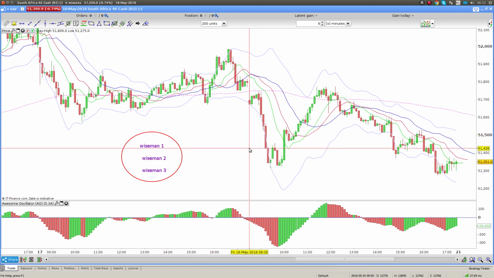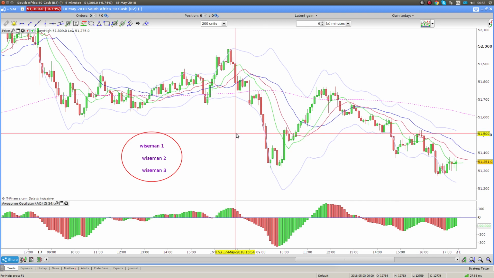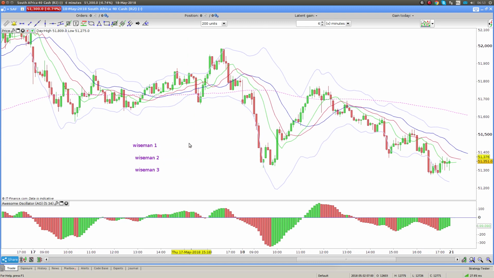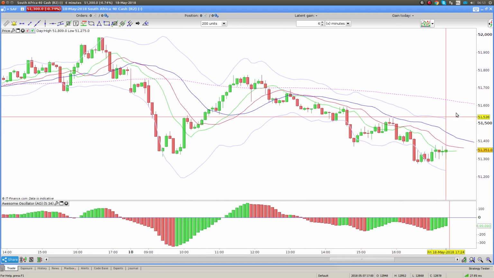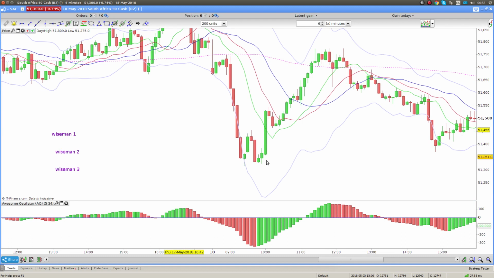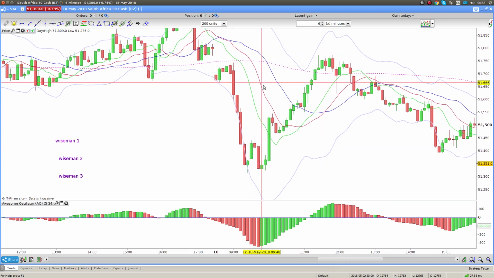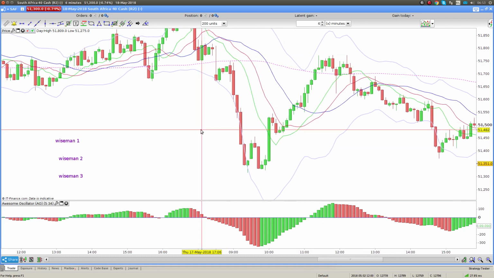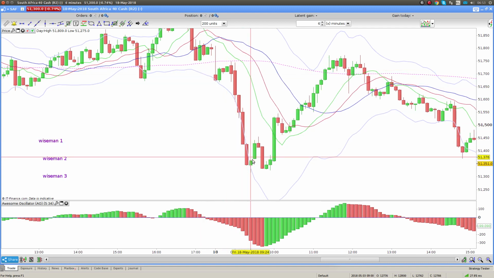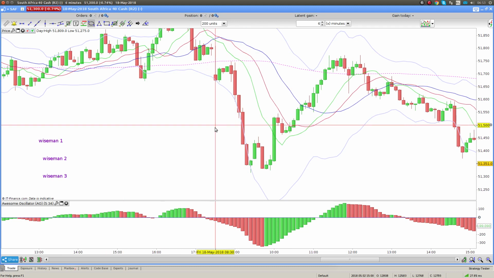Trust me on that. Okay, so wise man number one. Let's just get rid of this circle. Wise man number one is essentially a signal bar in relation to the alligator. What I'm looking for is a bar that is indicating a change in direction, and that bar is happening over here.